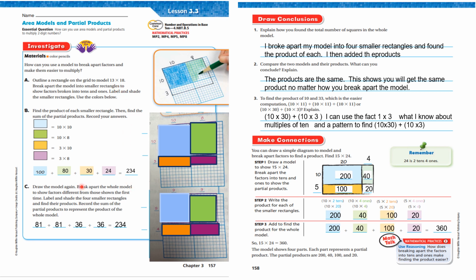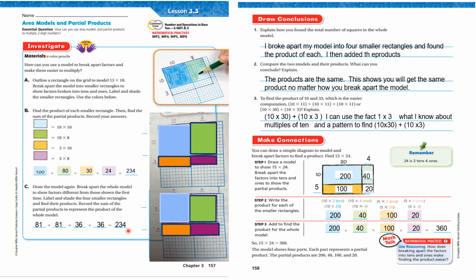Now what they're asking you to do is to do the same thing with 13 times 18, but use different numbers. And what they did was they used 9 and 9 and 9 and 4. 9 plus 9 is 18. 9 plus 4 is 13. So 13 times 18. So 9 times 9 is 81. 9 times 9 is 81. 9 times 4 is 36. 9 times 4 is 36, and it adds up to 234.